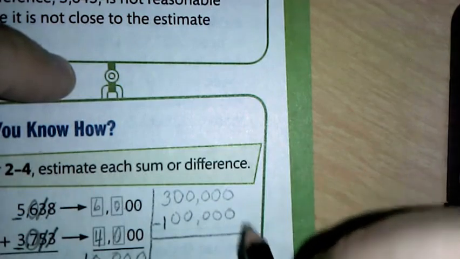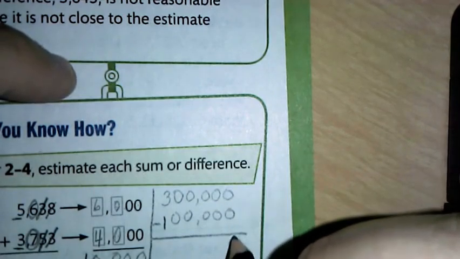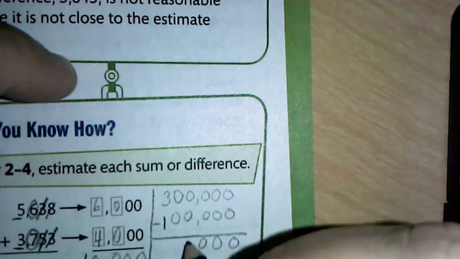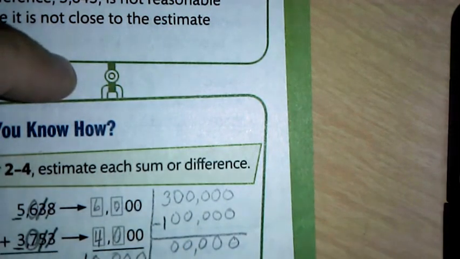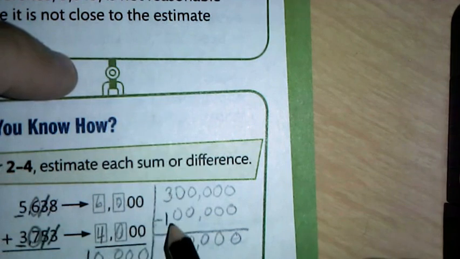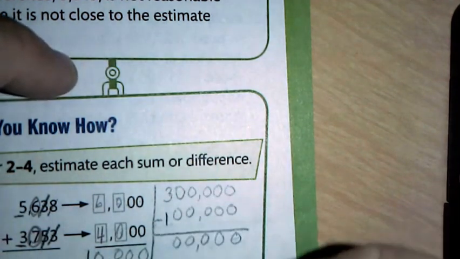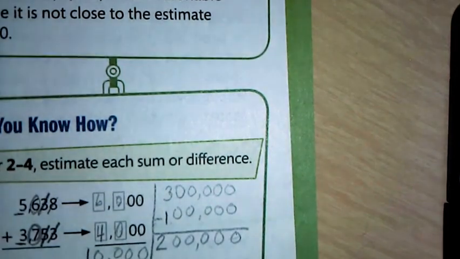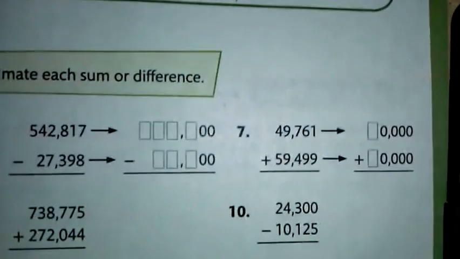Well, even in subtraction, if I have 0 and I take 0 away, it stays the same. So I can put all those zeros in right away. Then I say, well, what's 3 minus 1? 3 minus 1 is 2. So my answer here was 200,000.